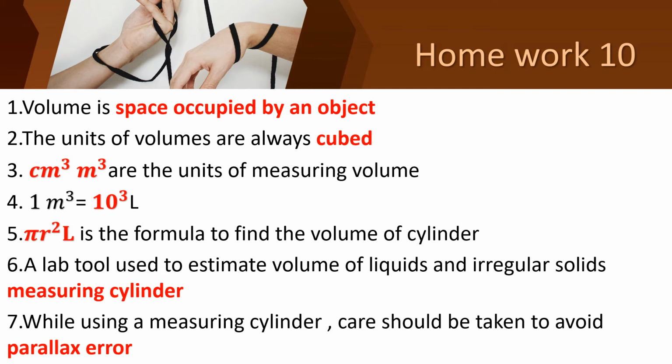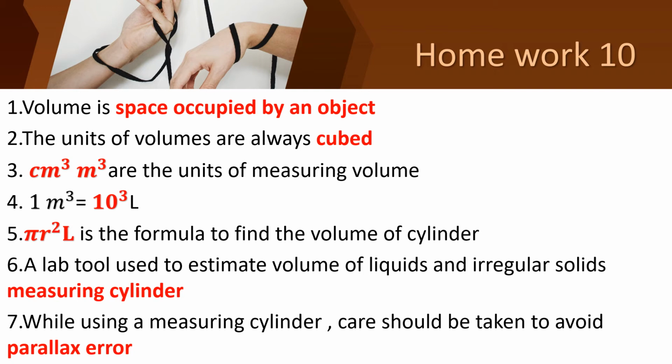And the second one, the units of volumes are always cubed. And the third one, dash are the units of measuring volume. While measuring volume, the SI unit is meter cube and the CGS unit is centimeter cube. And the fourth one, 1 meter cube equals 10 power 3 liter.